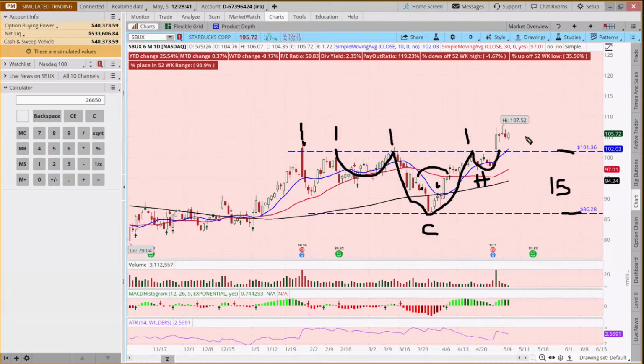So where might we put our target here? Well, around 116. Could we make it 115? Sure, it's our trading plan. Where is it trading now? 105.72. So if we could make $9-ish a share, would that be worth our while? Well, that's got to be close to 9%, maybe 8.5%.